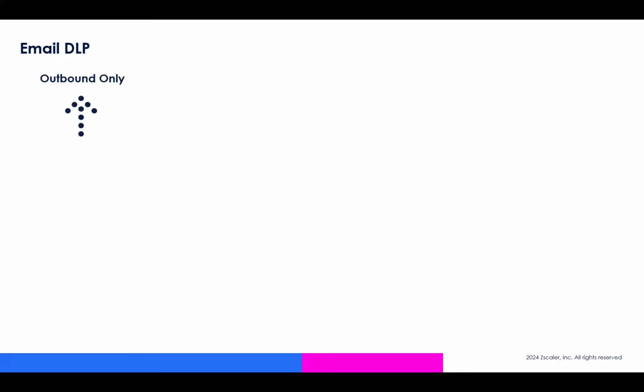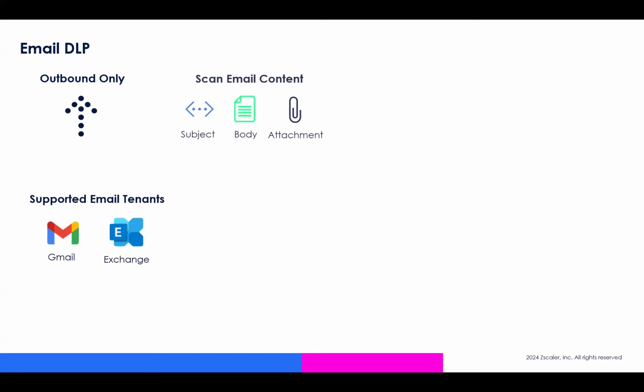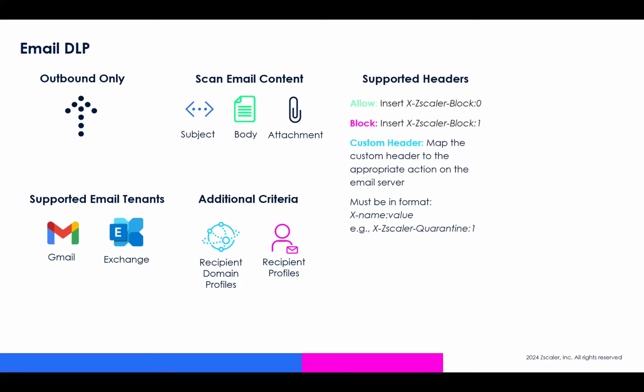It's important to note that Email DLP is outbound only, and right now only supports email tenants for Gmail and Exchange. Email DLP is capable of scanning the subject, body, and attachments in an email. Additionally, you can configure policy based on recipient domain profiles and recipient profiles.